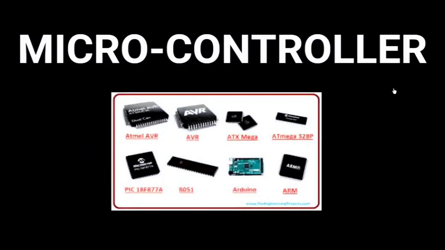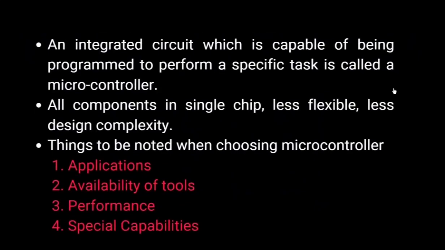We'll move on to the main hardware part, where we're going to deal with basic terms like the microcontroller. First, we'll see what a microcontroller is. A microcontroller is an integrated circuit which is capable of being programmed to perform a specific task. All the components are in a single chip, which makes it less flexible and less complex in design. The things to note when choosing a microcontroller are the type of application you're going to use it for, the availability of tools, the performance parameters, and the special capabilities. Moving on.